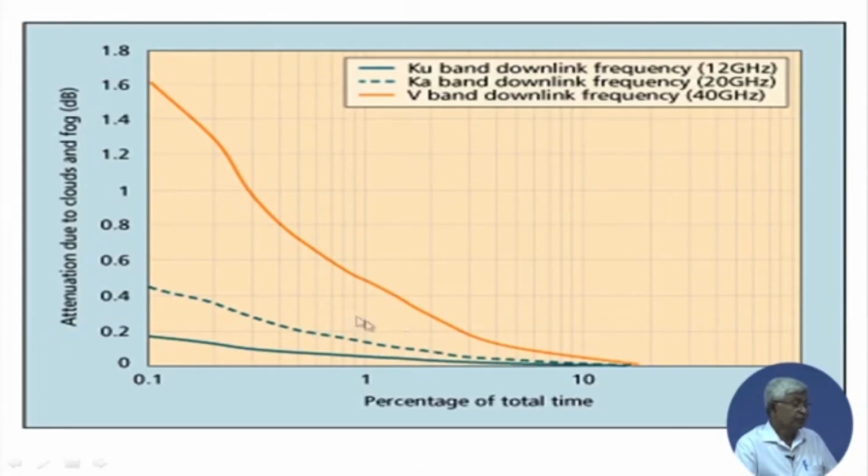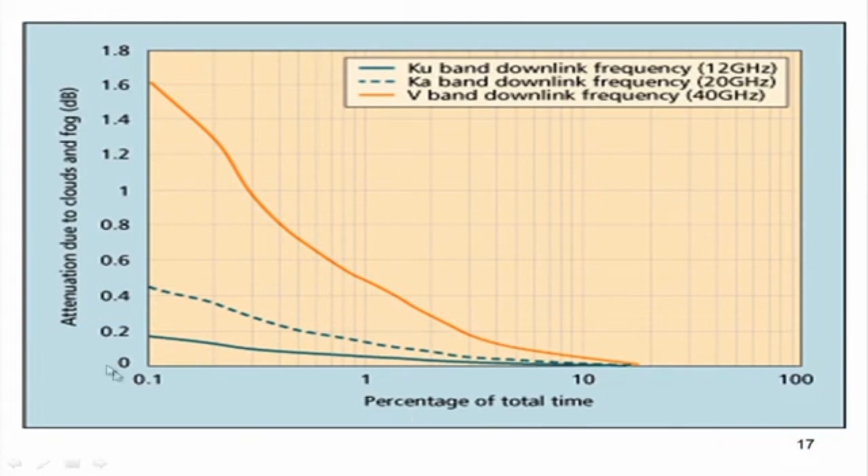Here I have shown some other plots, that is the percentage of the total time attenuation due to cloud and fog, again for different frequencies, 12 gigahertz, 20 gigahertz, 40 gigahertz, etc. So, there are these different plots of fog in dB, but you can see the values in dB are much lower compared to the rain at different percentages of time at different frequencies.